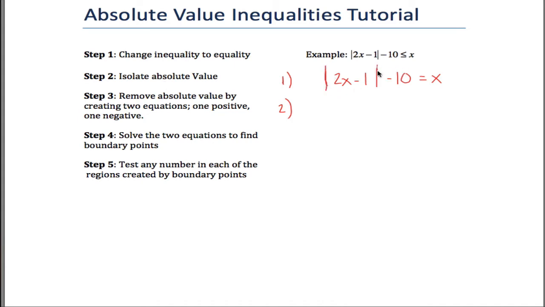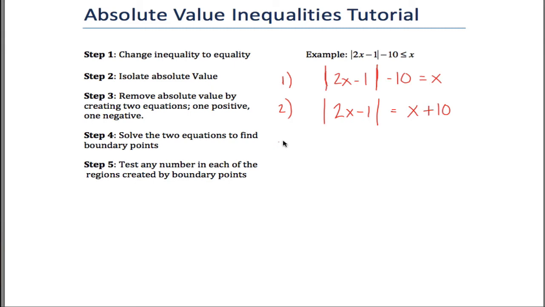In order to get rid of this absolute value, it's a little bit hard to see where the absolute value is because it kind of looks like a 1. In order to get rid of this absolute value, we want it all by itself. So we want to get rid of this negative 10. In other words, we want to add 10 to both sides of the equation. And that gets us here.